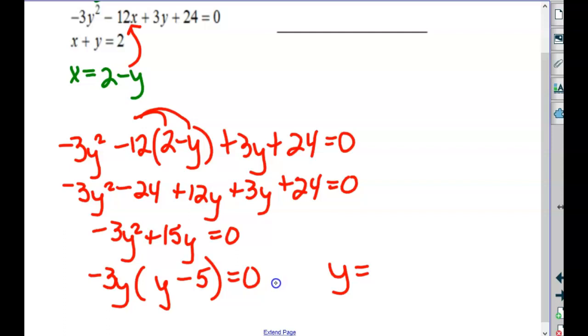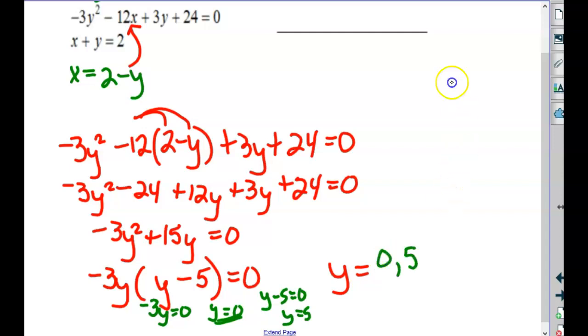That's right. You got 0 and 5? Yeah. Okay. Negative 3 can never equal 0. Or if I write negative 3y equals 0 and I divide, I still get y equals 0, right? And then this other one, y minus 5 equals 0, makes y 5. Okay, so y is 0 or 5.